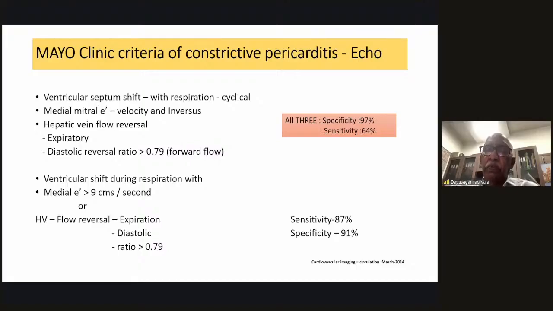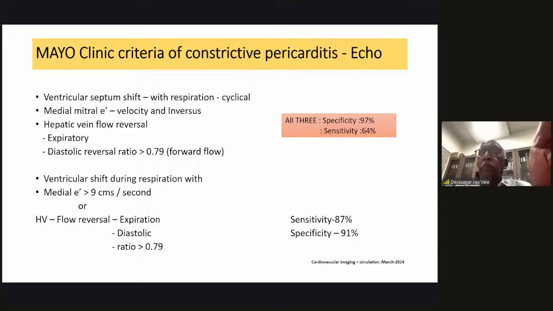Ventricular shift during respiration, what you call shifting from right to left or left to right, depending on the phase of respiration, and a medial E prime more than 9 centimeters per second, or hepatic flow reversal during expiration. If 2 out of 3 are present, then the sensitivity is also high, 87%. Specificity is also high, 91%.